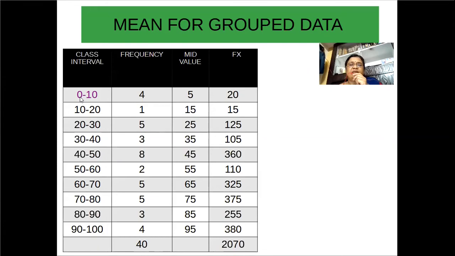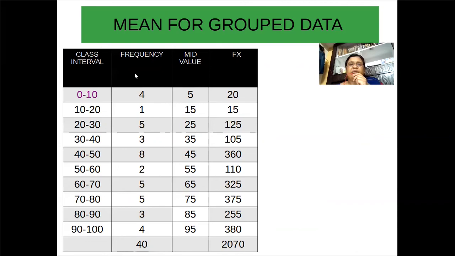The length of a class is 10. So when you subtract 0 from 10, you will get 10 as the length of a class. So wherever you subtract, see here 50 minus 40, you'll get 10 as the length of a class. So every time you have to add the length of a class to this value. So 5 plus 10, you'll get 15. Again 10, you'll get 25. So every time you have to add 10 to the preceding one to get the succeeding one.